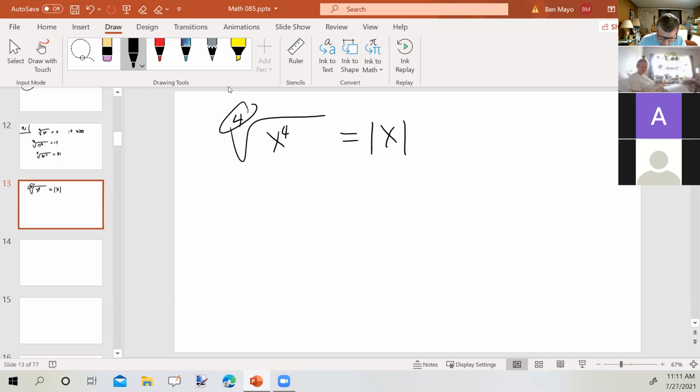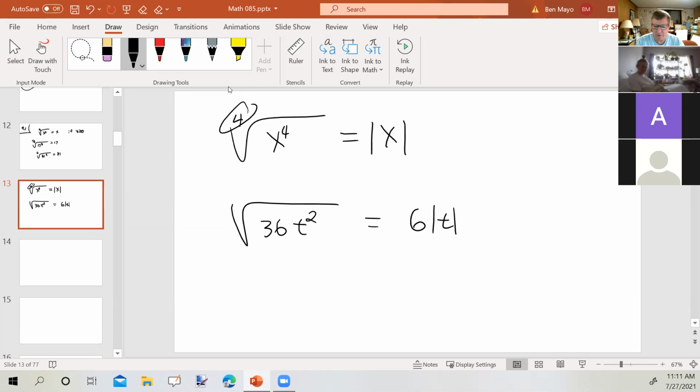Okay. Let's say you've got something like the square root of 36t squared. Again, the directions say t is unrestricted, or t can be any real number. So you get 6t. However, because you're taking an even root, you would need to put absolute value bars around the t so that if t is negative, you still get 6 times a positive number, giving you a final answer that is positive.